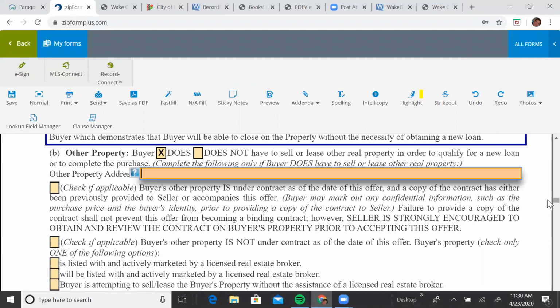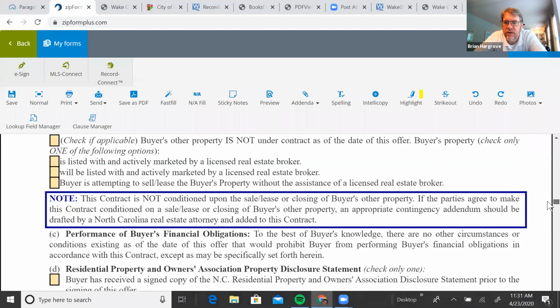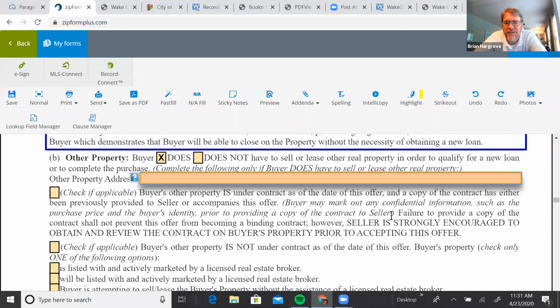It used to say that you had to provide that to them before the end of the due diligence period. And if you didn't go under contract or provide them with a copy of the contract prior to the end of due diligence, the contract was null and void. But the way they wrote this, and I apologize, they're actually telling the seller to try to get that from you prior to signing the offer.